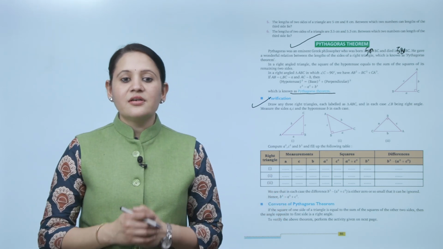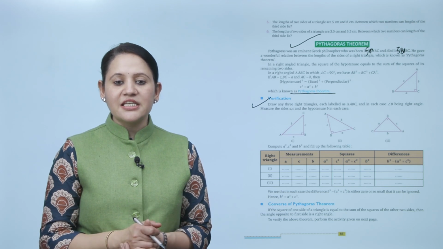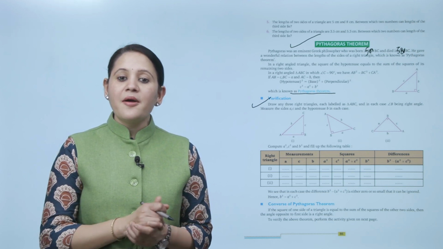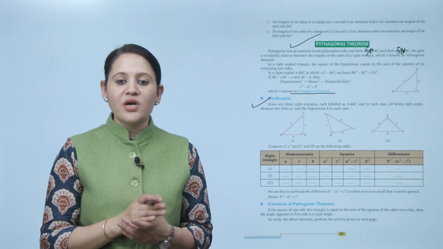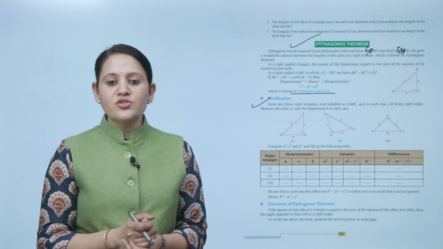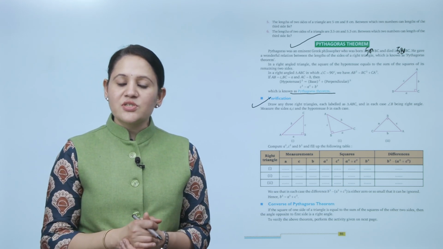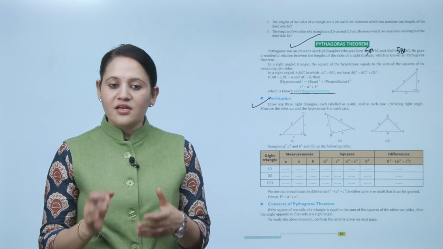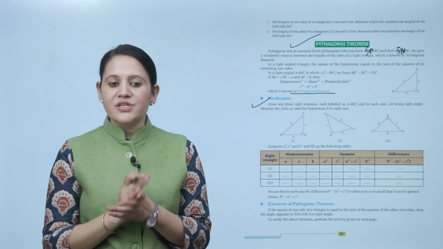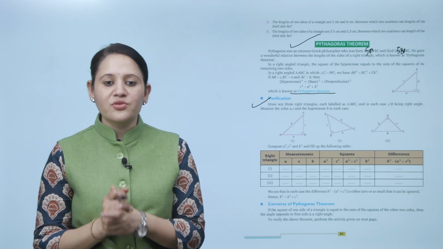Clear? So, we see that in each case the difference b square minus a square plus c square is either 0 or so small that it can be ignored. Hence, b square equals a square plus c square. Clear? In this way we can prove this. Next, converse of the Pythagoras theorem.